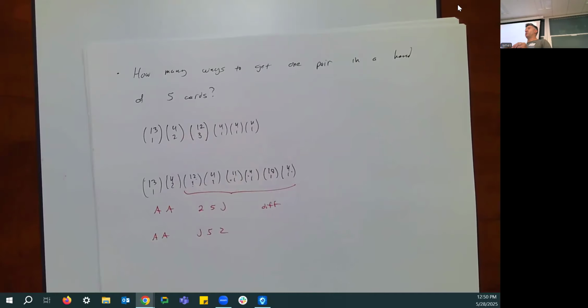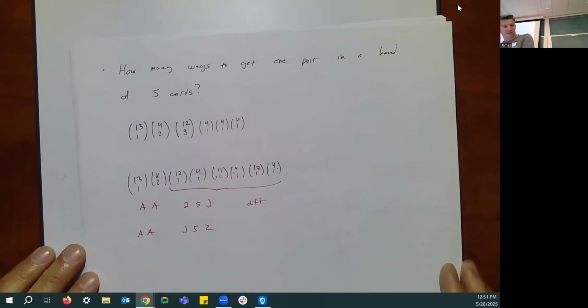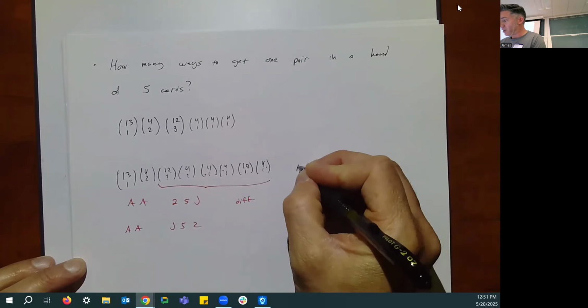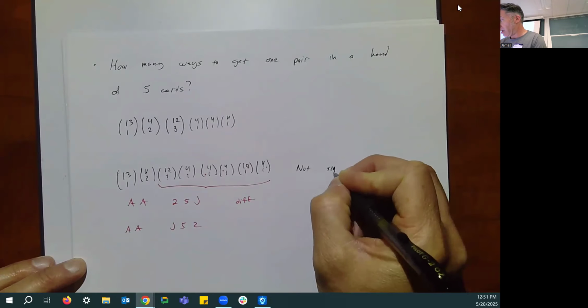So we don't want to distinguish the order in which you pick them. I know it doesn't feel clear in my head, to be honest, but I think that's the way it makes sense. Right, and order shouldn't matter. So this is not the right answer, but that's a good way of thinking about it.